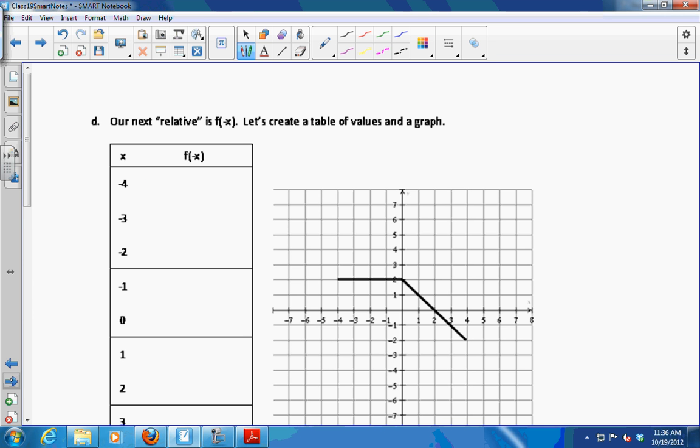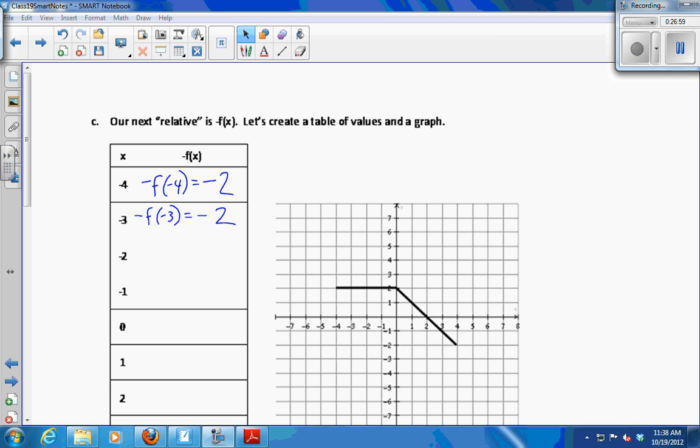For this one, you're going to take f of the opposite of x. So instead of negative 4, we're going to take f of positive 4, which is negative 2. And then instead of f of negative 3, you take f of positive 3, which is negative 1. So you keep going like that for that one.